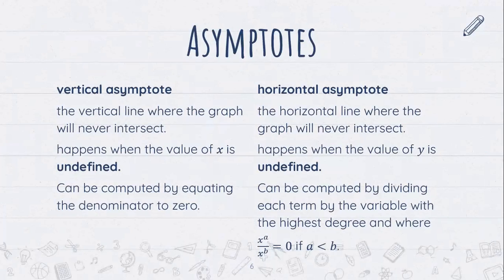Bakit tayo nagkakaroon ng asymptote at the first place? Dahil may isang value ng either x or y ang magpapa-undefined doon sa function. Kaya talagang palapit na palapit doon yung answer, pero hindi siya tatama doon.